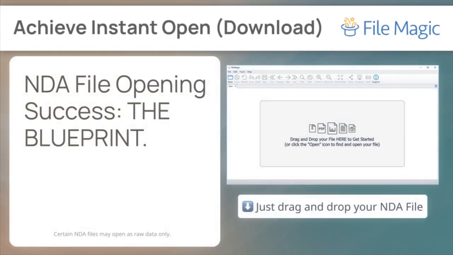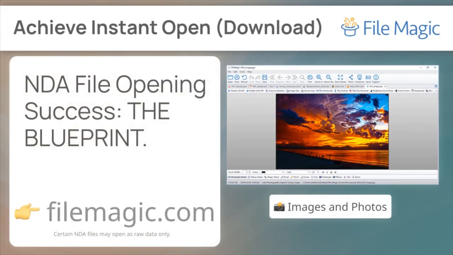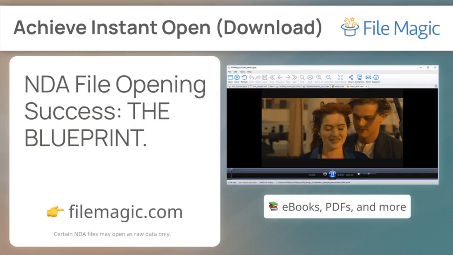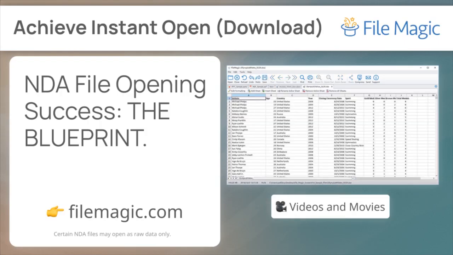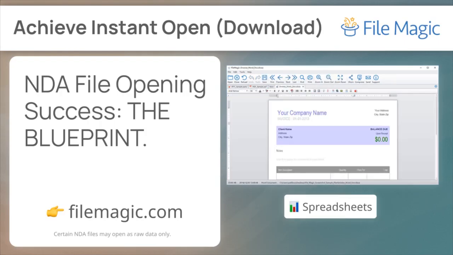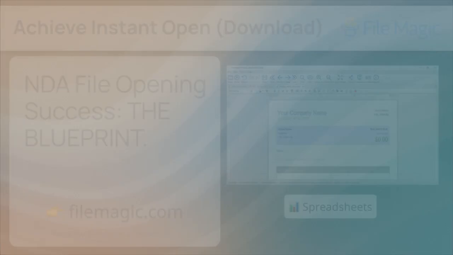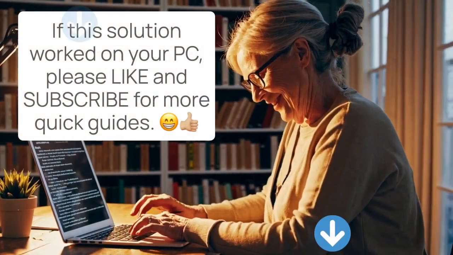When you've still failed to open the NDA file, you've hit a genuine format barrier. Your solution is a dedicated tool like FileMagick, which uses advanced inspection techniques to access files that stump common applications. Download it at filemagic.com.